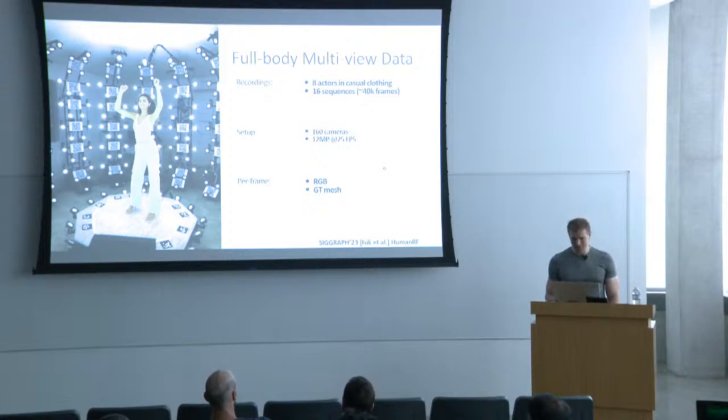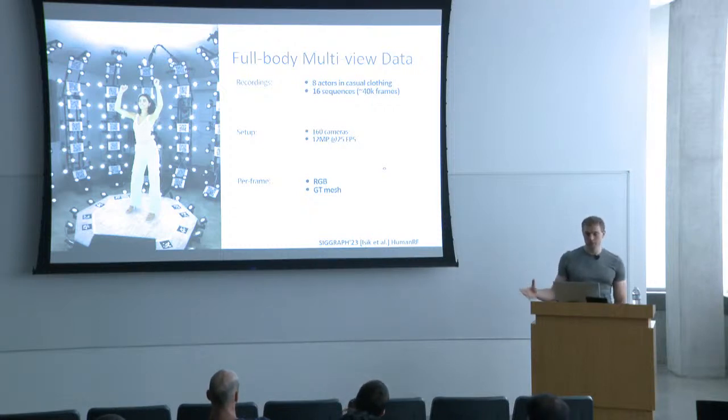This is a capture studio. It's called Infinite Realities. So they build these things professionally, and you can rent them out, and that's what we've done. In this case, it's a data set of 8 actors, 16 sequences, and about 40K frames. So it's not that long in terms of the overall time, but the setup has 160 cameras. Each camera records at 25 frames a second and 12 megapixels each. And per frame, you get the RGBs of each of the cameras, and you get the ground truth mesh.